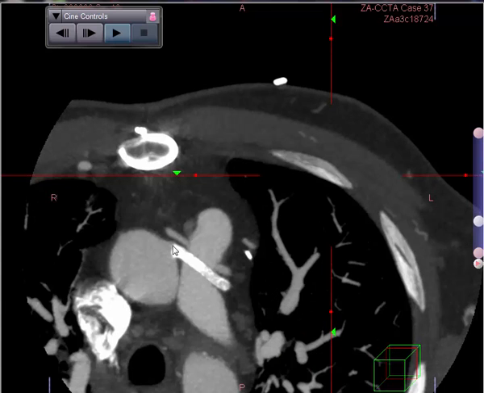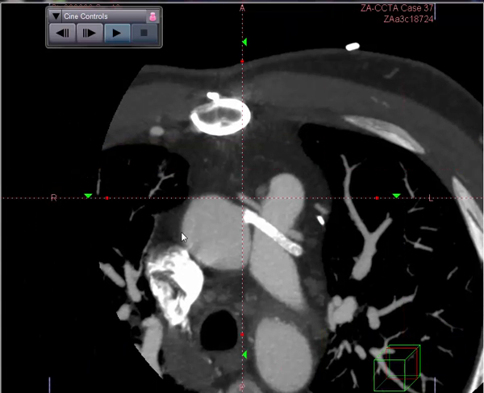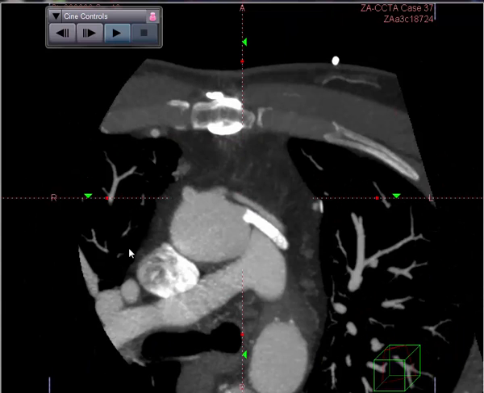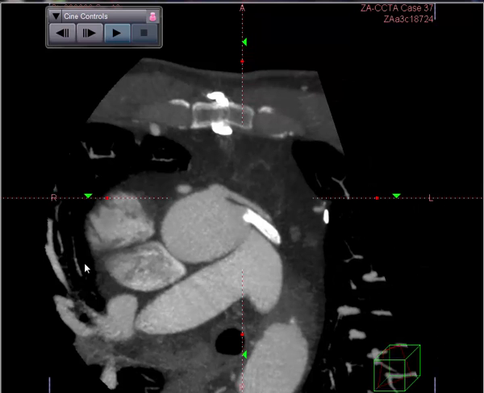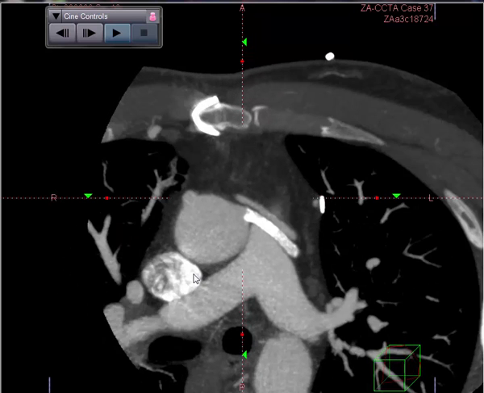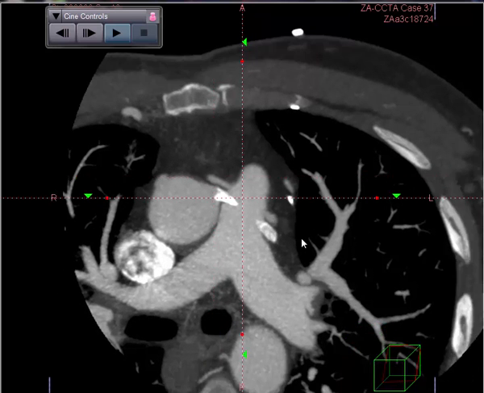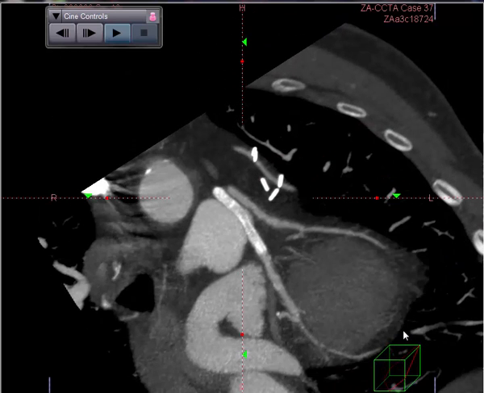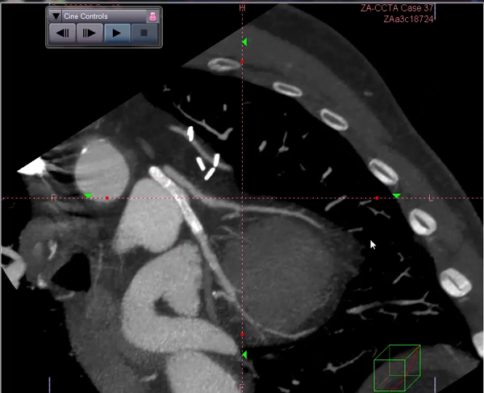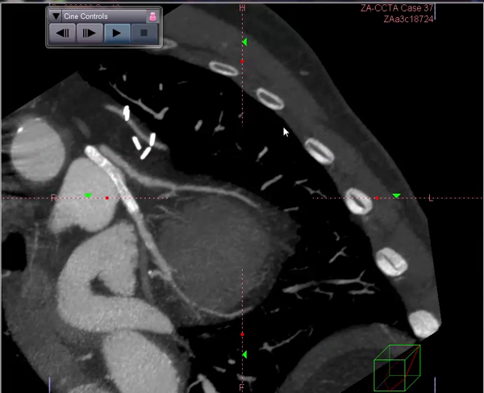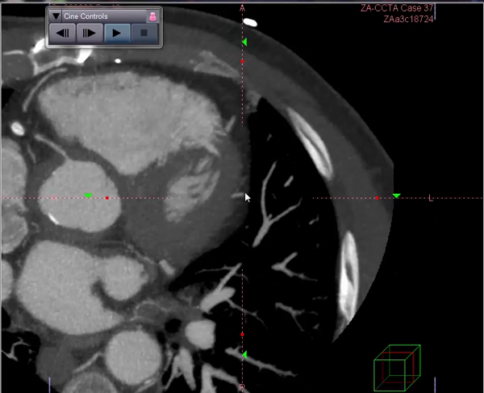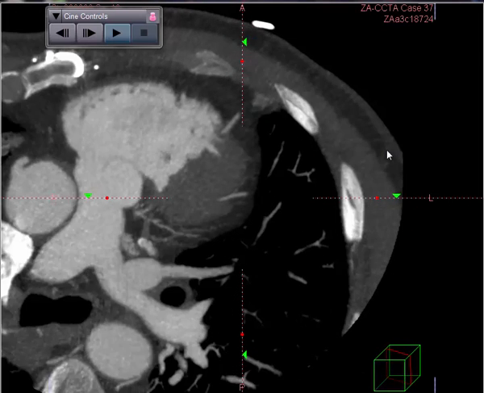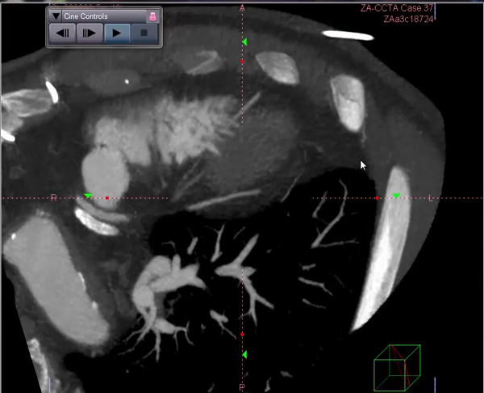I have another bypass graft coming off approximately here. I can look at this as it comes off the aorta, and I can follow it down. I'm going to navigate down about 45 degrees. And I can see that this graft is also coming over to a region with very good flow. If I'm not quite sure where that is, I'll hit the foot view again, and I can see, yes, that is a first diagonal branch with excellent flow.